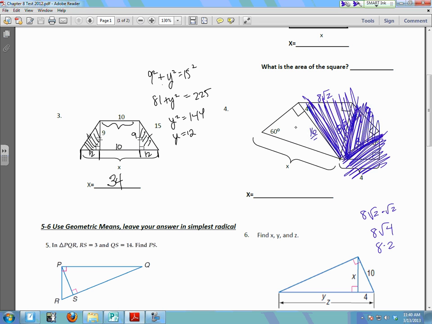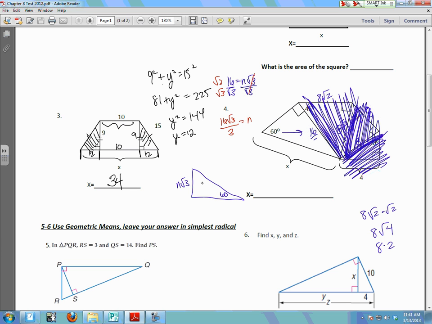And now I can look at this 30, 60, 90 down here. Right now I've got the side that's across from 60. Well, if we look at our template, across from 60 is your n radical 3 side. So what I'm going to say is 16 is equal to my n radical 3. Well, I want to solve for n, so I divide by radical 3, divide by radical 3. I don't like that radical 3 in the denominator here, so I'll multiply by radical 3 and radical 3, so I get 16 radical 3 over 3 is my n.